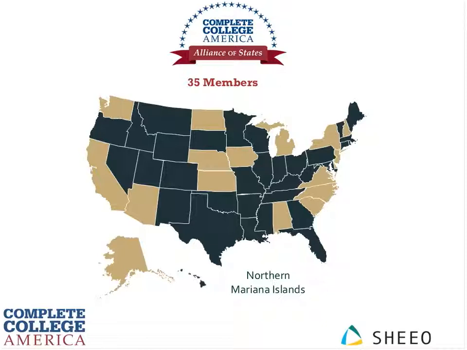We are an organization that is now 5 years old, and we have 35 members in our Alliance of States. That includes the District of Columbia and most recently the Northern Mariana Islands. So we are actually beyond states now into other entities. But we work with this Alliance of States in a number of activities. Katie, can you go to the next slide, please?